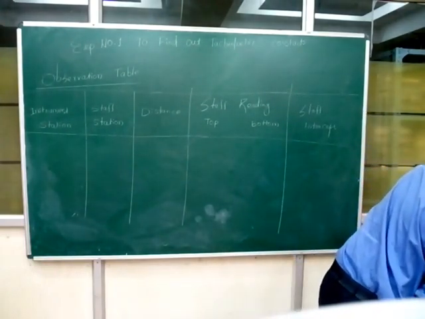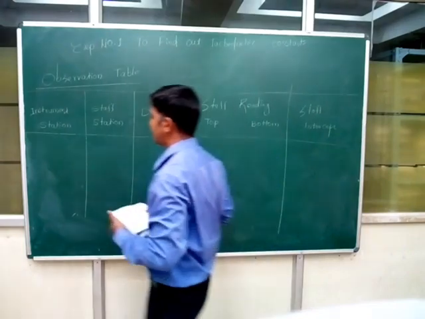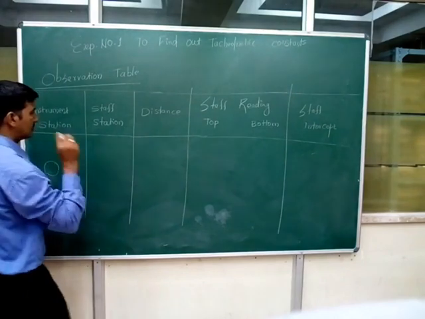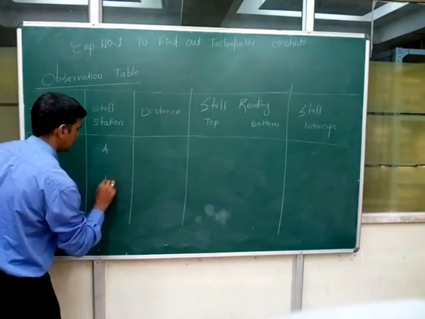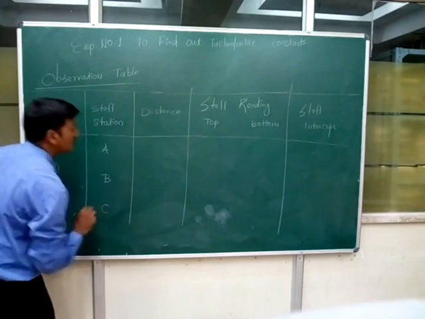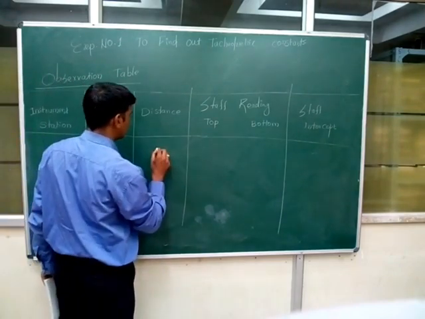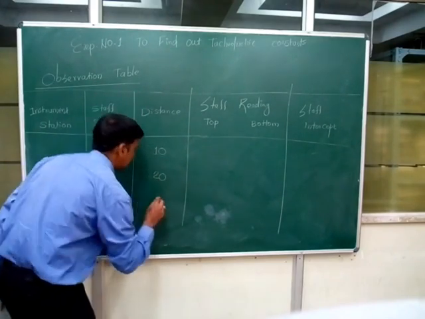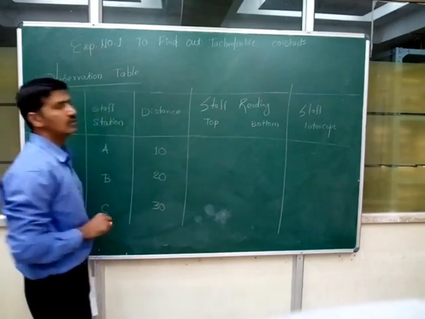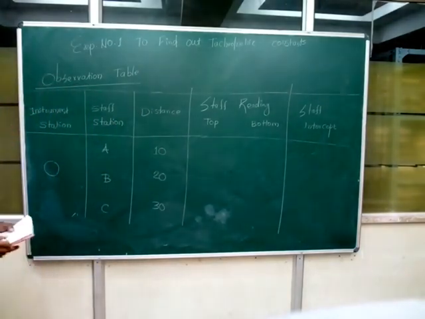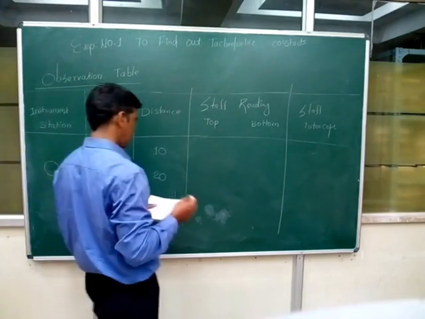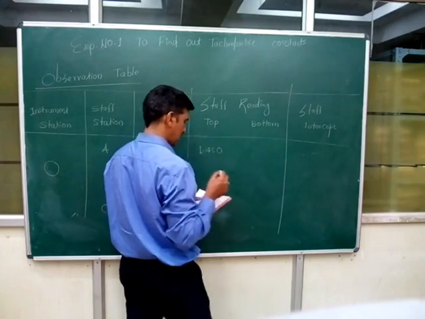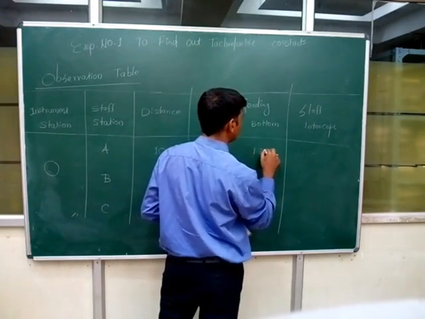So I have taken the readings and noted them down. The first is instrument station, which is O. Start stations are A, B and C. The distances I have taken by using the measuring instrument: A is at 10 meter, B is at 20 meter and C is at 30 meter. Now the top hair reading and bottom hair reading for the respective starts. For A it is 1.450 and 1.350.